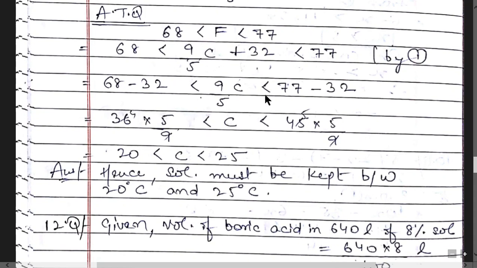Then multiply by 5 over 9, it's 36 multiplied by 5 over 9. Then only C is there. Then 45 multiplied by 5 over 9. 9 into 4 is 36, 4 into 5 is 20, 9 into 5 is 45, 5 multiply 5 is 25. It means the temperature lies from 20 to 25 degree centigrade, while the temperature on Fahrenheit scale lies in between 68 to 77. Hence the solution must be kept between 20 degree centigrade and 25 degree centigrade.